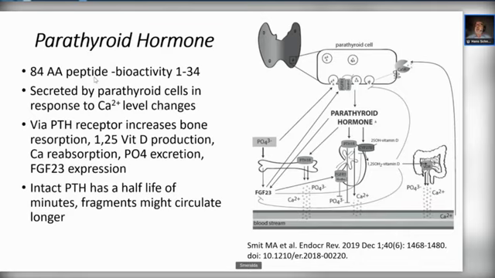The parathyroid hormone acts on specific PTH receptors in bone, where it increases bone resorption in the acute phase, and it acts on the kidney, where it increases calcium reabsorption and increases phosphate excretion. It also increases 1,25 vitamin D production, which then leads to increased calcium absorption from the gut, and it affects the FGF23 expression, and FGF23 is made by bone cells and impacts on phosphate excretion.